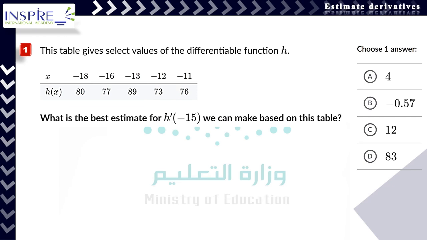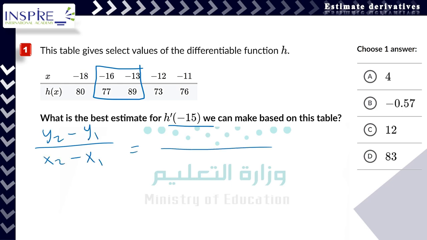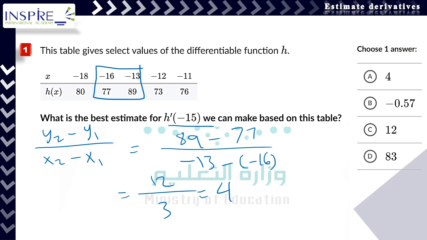The same, we need the derivative of the function at x is equal to -15, but we don't have -15, so we'll use the closest points to -15, which are -13 and -16. We will use the slope formula, which is y2 minus y1 over x2 minus x1. So it will be 89 minus 77 over -13 minus -16, and it will be 12 over 3, which is equal to 4. Next one.